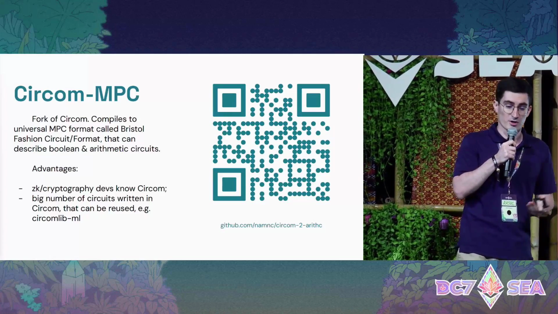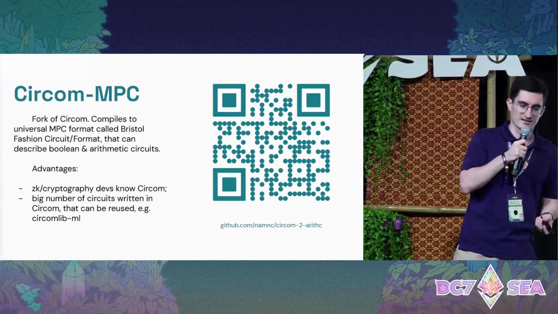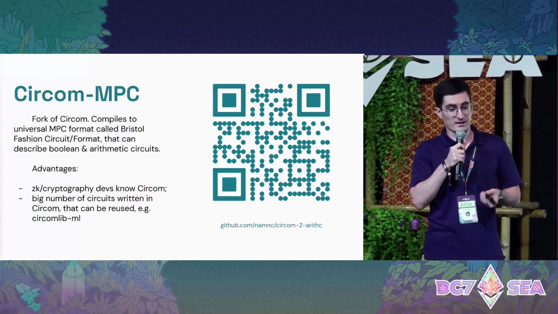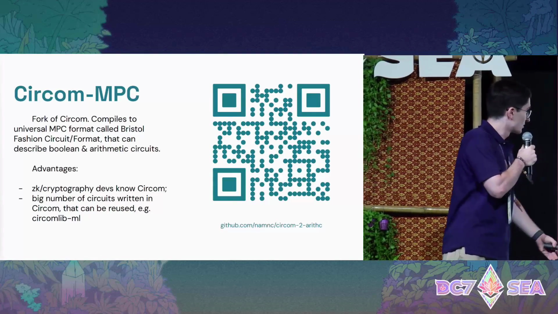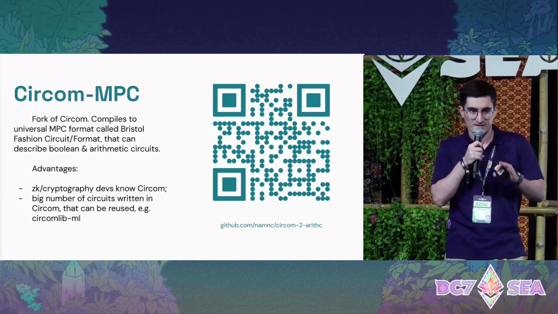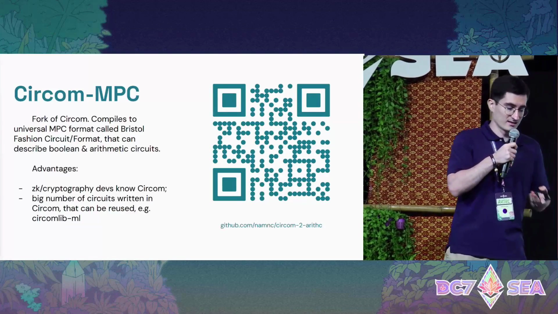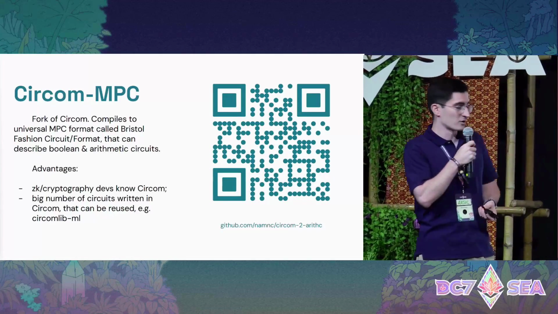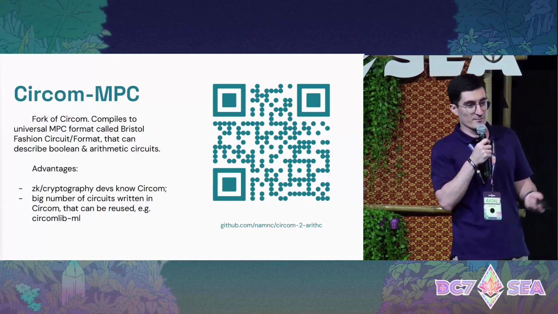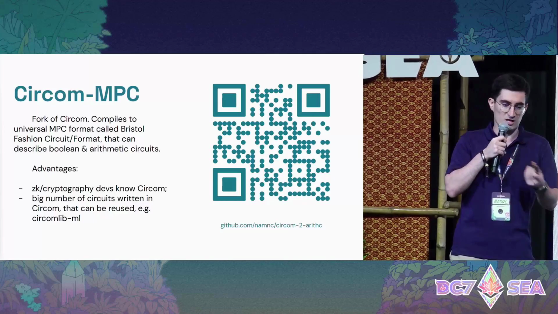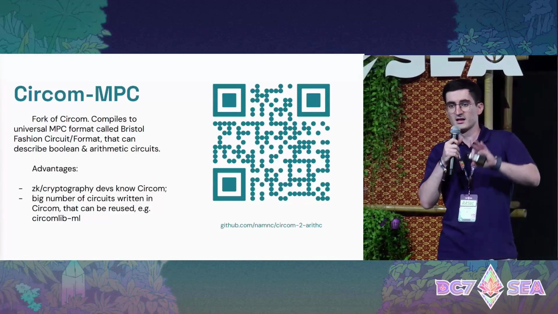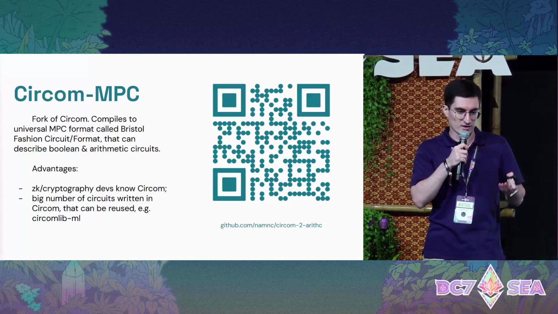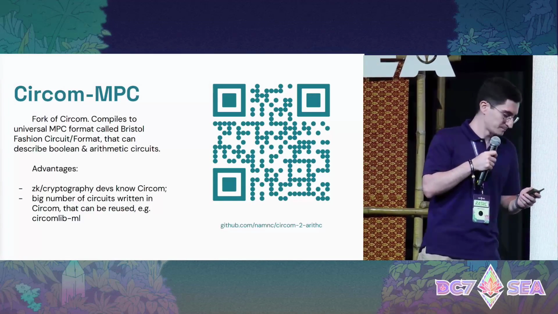Circom-MPC is basically a fork of Circom. It's a famous ZK DSL, but it compiles to a universal MPC format called Bristol Fashion Circuit that can describe Boolean and arithmetic circuits. We chose Circom because many ZK and cryptography devs already know Circom, and it will be easier for them to create circuits in Circom. And there's also a big number of circuits already written in Circom, for example circomlib-ml, and they can be reused without changing the code. And that's actually what we did in PSE as well. We just took circomlib-ml, Kathy's library, and we were able to run ML circuits in MPC.